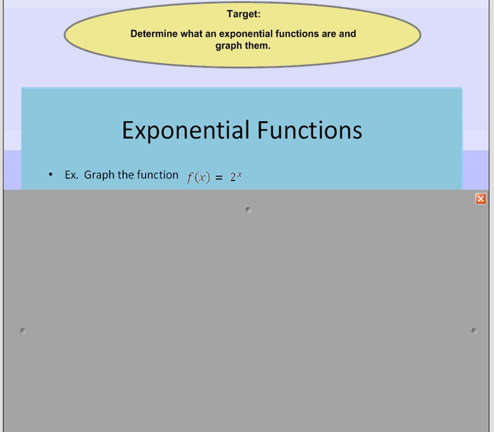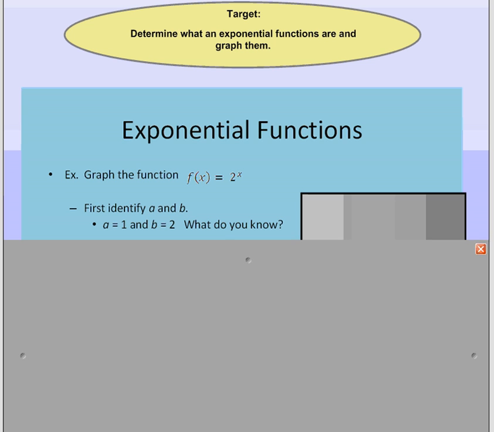Okay, we're going to graph this function. We're going to go through the steps together. f of x equals 2 to the x power. First, we want to identify what the a and b values are. In this case, a is 1. I know you don't see it there, but there is a 1 that is multiplying the 2 to the x power, and 2 is your b. 2 is the base, the number that's being raised to the x power.